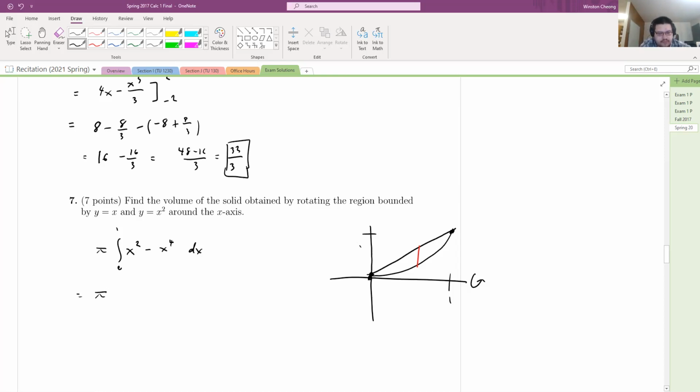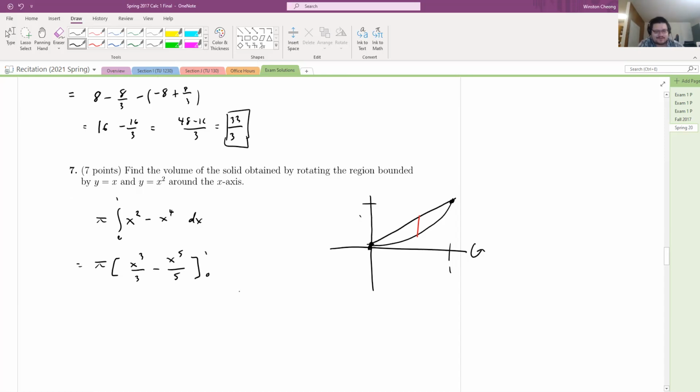And we go ahead and compute it. x cubed over 3 minus x to the 5th over 5. Why does this feel like the same problem that we did on the homework? Maybe it is. Plugging in 1, plugging in 0. Okay, so 0 doesn't give you anything. 1 is going to give you a third minus a fifth. 5 minus 3, 2 over 15, 2 pi over 15. Yeah, I think that's right.